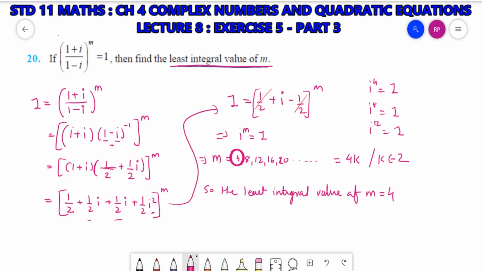Okay, so this was about question number 20. Just note it down.